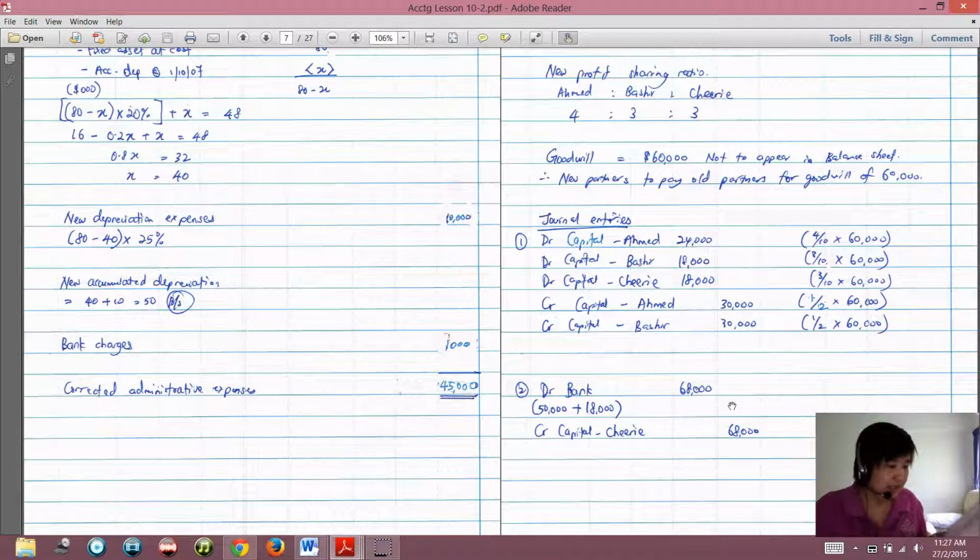Okay, the other questions, like I told you in the beginning, we do quite a few questions, but now I think it's too long. So I will divide this lesson into more parts. It's easier for you also. You can just click whichever parts you want to view. The next question I will do in part two of this lesson.